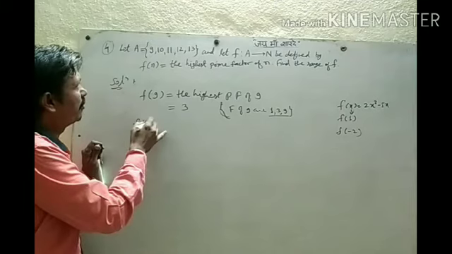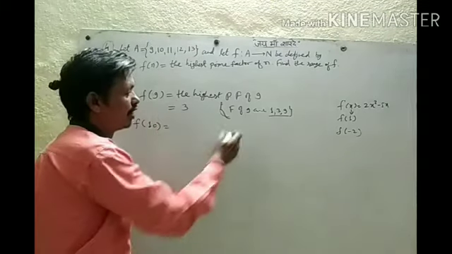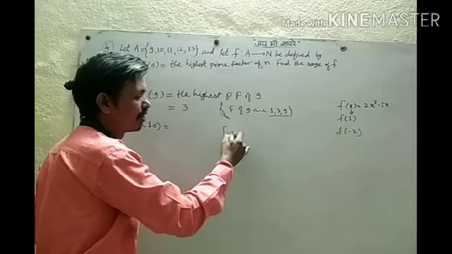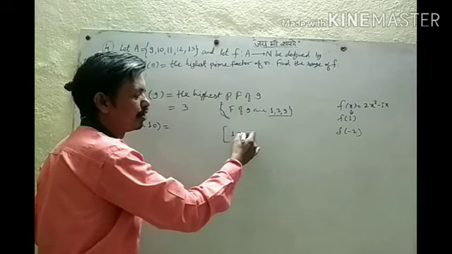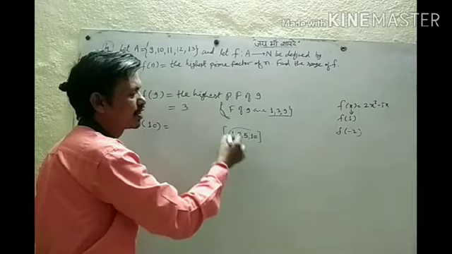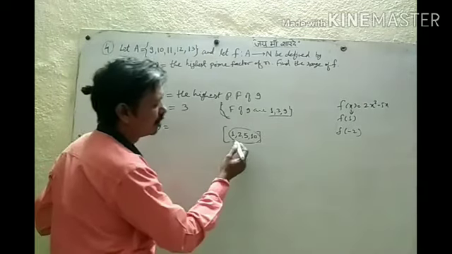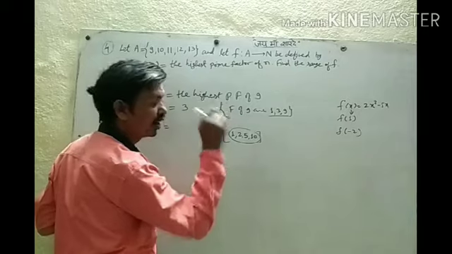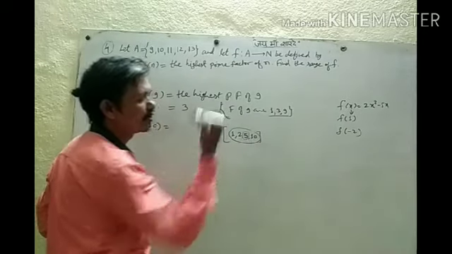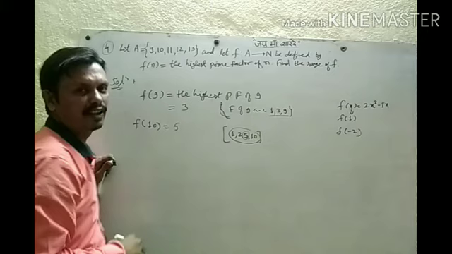Then f of 10 means the highest prime factor of 10. So factors of 10: 1, 2, 5, 10. These numbers can divide 10. Here we need the prime factors, and the highest. So 5 is the highest prime factor. So f of 10 is 5, which means the image of 10 is 5.